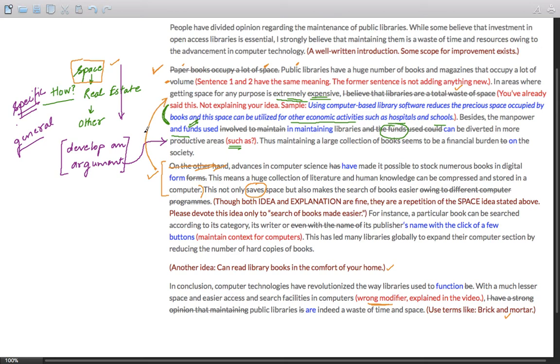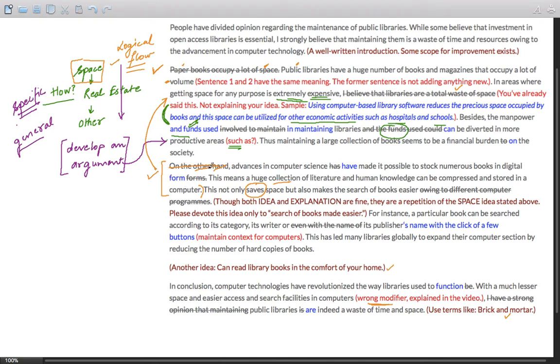So there is a problem in the placement of sentences as well. What this means is that you are breaking the logical flow of ideas. And this logical flow is extremely important to score good bands. So this is saving of space. Include that in the paragraph above.